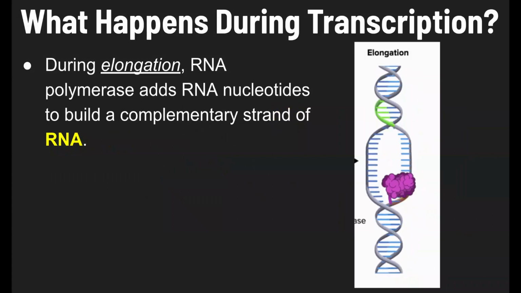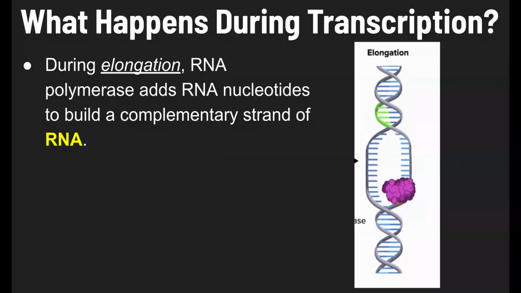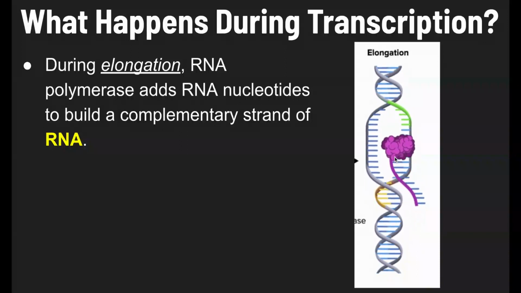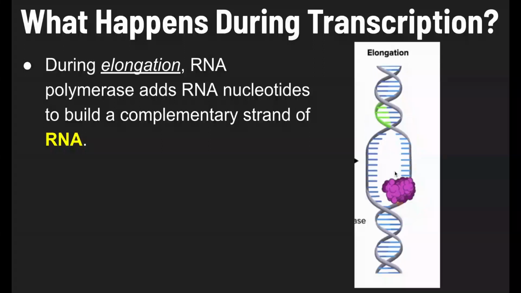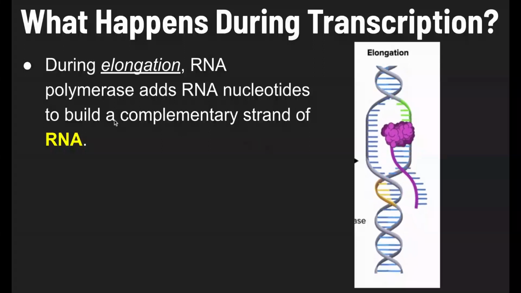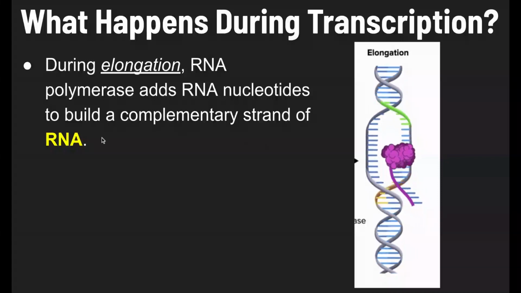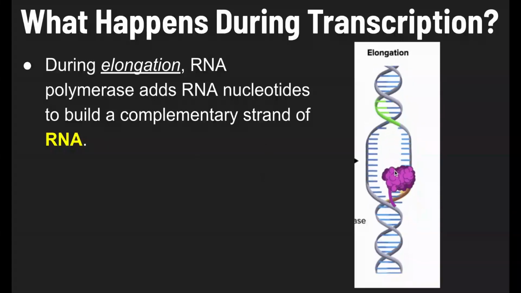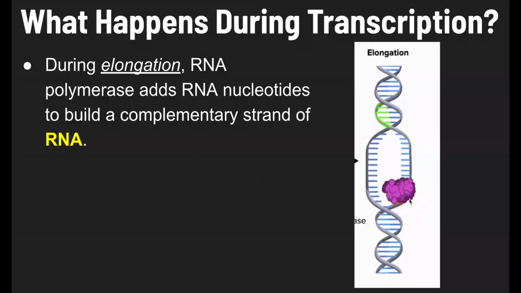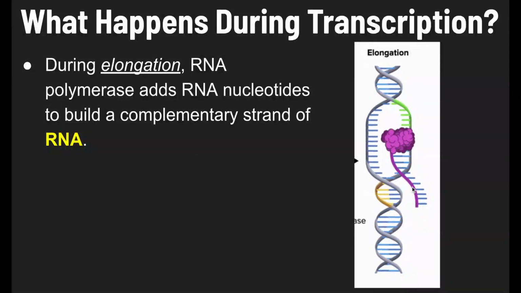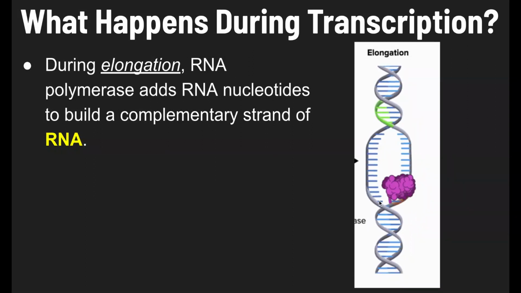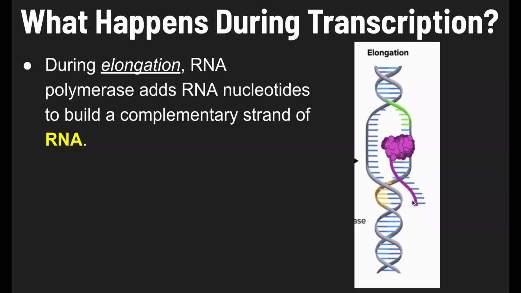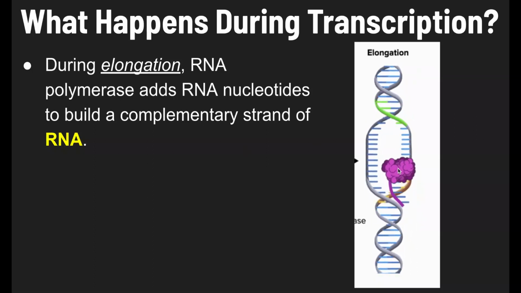Okay, now let's move on to elongation. So during elongation, that RNA polymerase is going to start adding nucleotides, and by doing that, it's going to build a complementary strand of RNA. So this purple strand that you see here has these blue tick marks attached. Each tick mark represents a nucleotide that's being added, and that strand that's being built is RNA. So during elongation, we're building a strand of RNA.